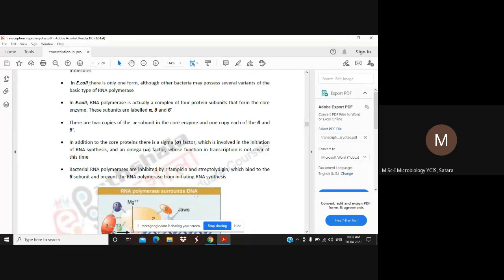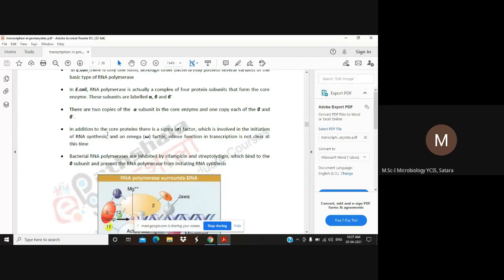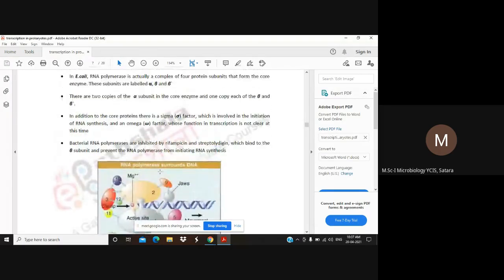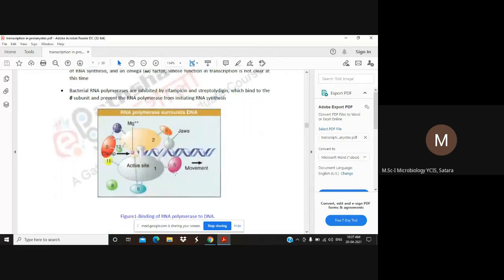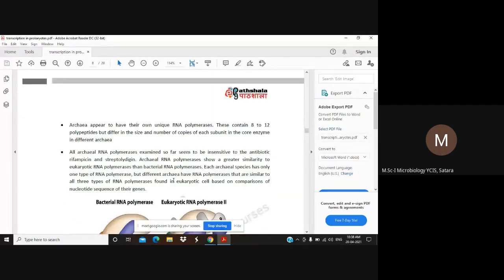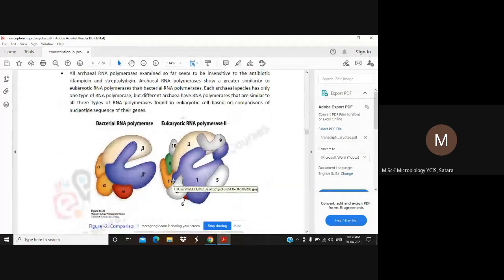Alpha, alpha 2, beta and beta dash. Yes, 2 subunits of the alpha, that means alpha 2. Alpha 2, beta, beta dash, omega and sigma. These are the subunits present in this RNA polymerase, and it is called a core enzyme. Core enzyme means the enzyme without the sigma factor. Whenever sigma factor binds to this core enzyme, it forms a holo enzyme. This is the structure.